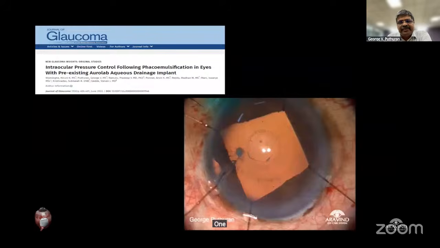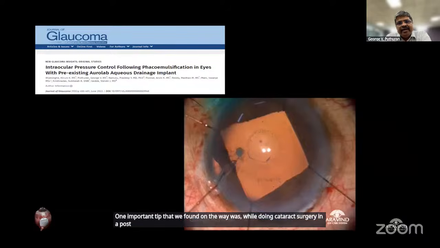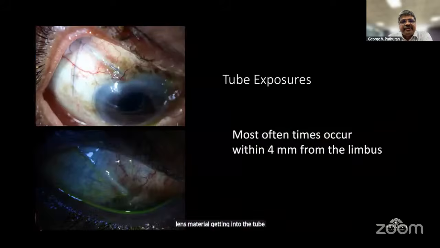One important tip that we found along the way was, while doing cataract surgery in a post-tube eye, if you insert an iris retractor into the tube lumen, first, your chamber stability is better. Second, you don't have fine nuclear material or lens material getting into the tube and obstructing it.